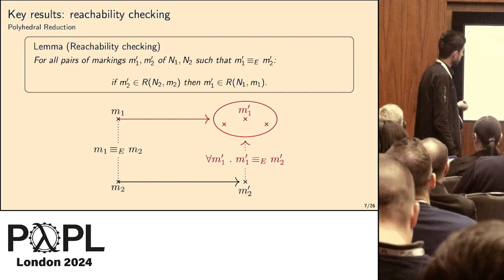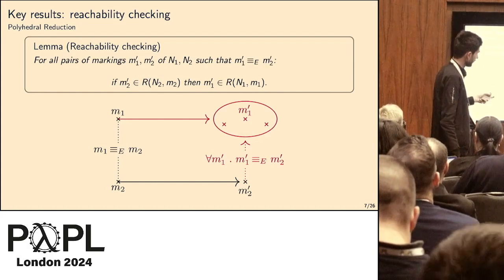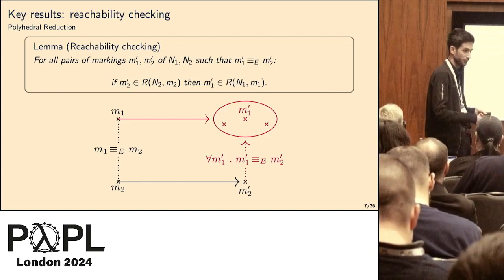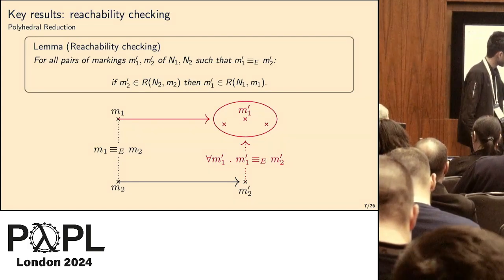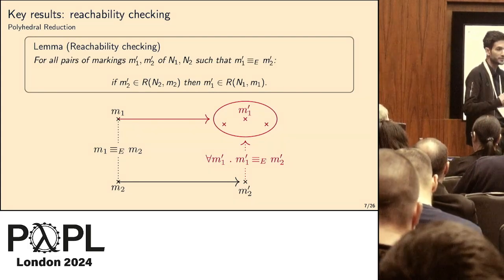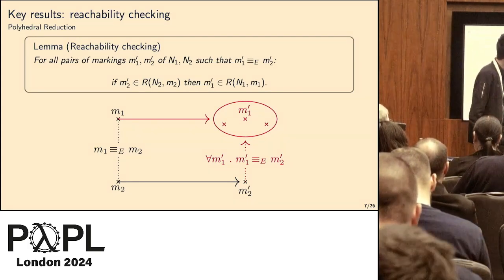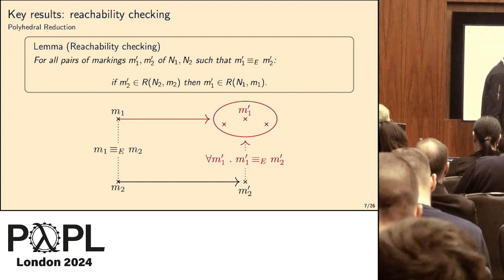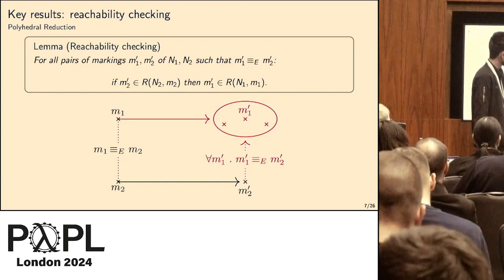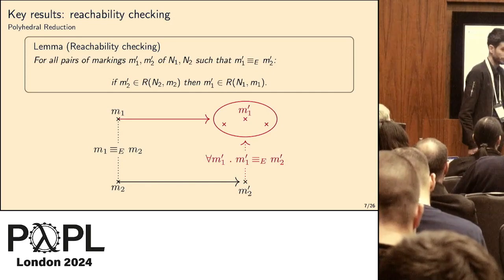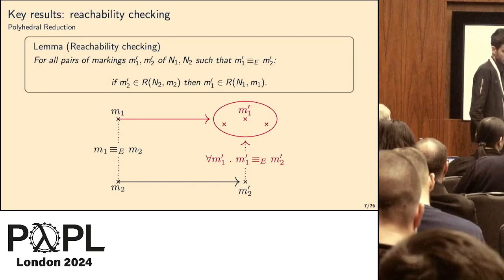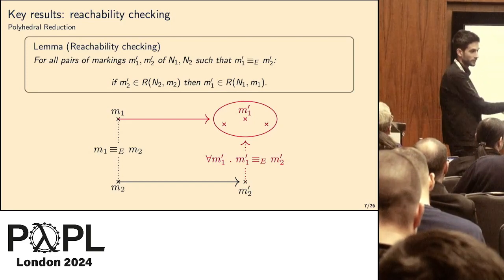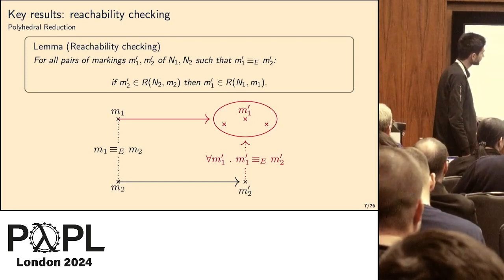For instance, we can check using our polyhedral reduction that a predicate is reachable in the reduced net. If in the reduced net I reach a marking M2', that is a witness of a given predicate, I know that for all the corresponding solutions M1' in the initial net, they are also reachable. So if I find some counterexample, I know it is a relevant counterexample in the initial net too.